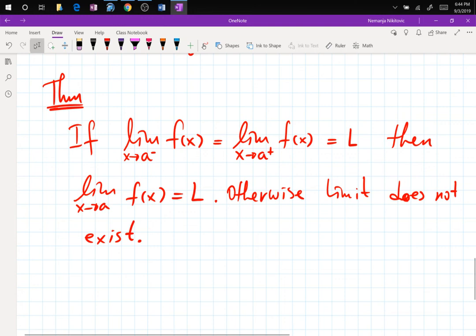If the left and right approach produce different answers, which is the otherwise, right? Because you see there is equal, otherwise means not equal. So if the red and blue produce different values, in that case, limit does not exist. So now let's take a look at the example where limit does not exist.